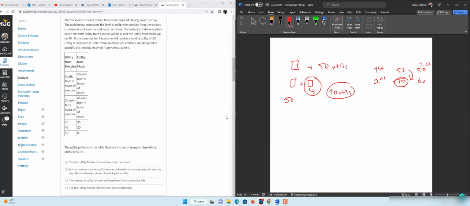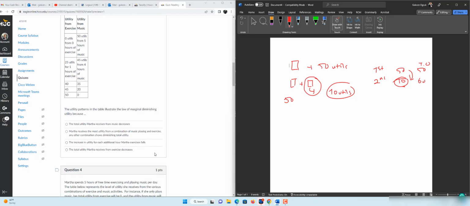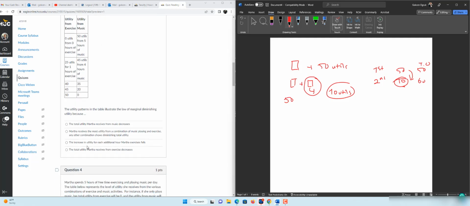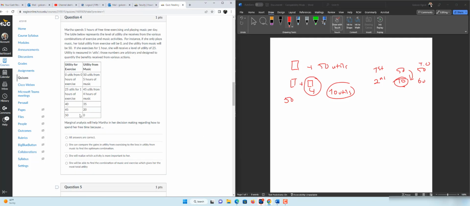So we need to find the right answer based on this explanation. So the increase in utility for each additional hour Marta exercises falls. So that's the idea, as I said before, the increase in utility for each additional hour. It's not the total utility. It's not the right answer. The total utility Marta receives from music decreases. So therefore, this is the right answer. The scenario is the same in question number 4.